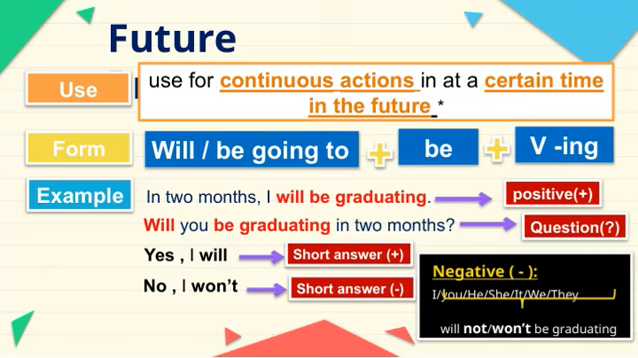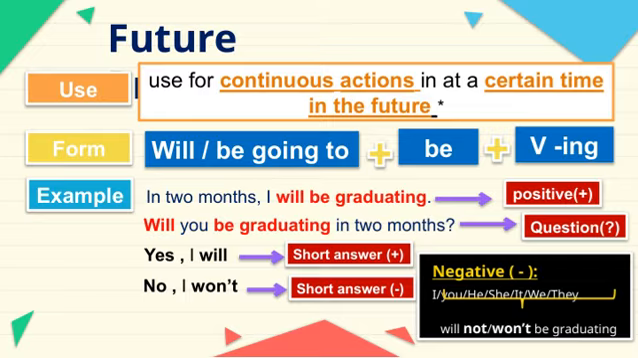Let's take a look at how to form negative statements in the future tense using will not or won't. When we want to say that someone or I, you, he, she, it, we, or they will not be doing something in the future, we simply add not after will. For example, "I will not be graduating," which can also be contracted to "I won't be graduating."